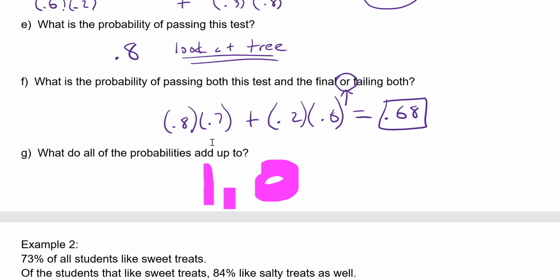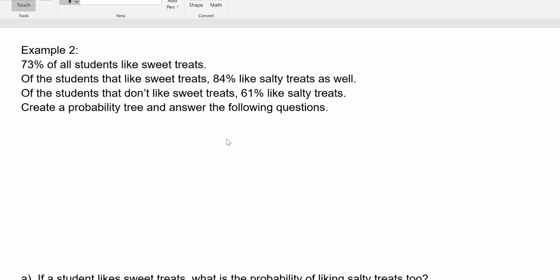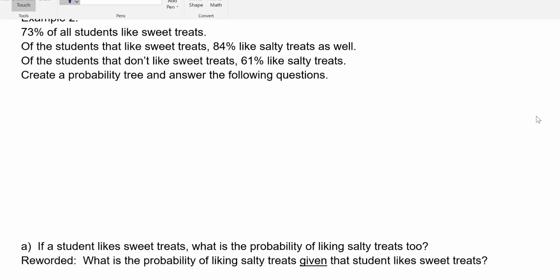Okay? Cool. All right, so the last part here, it's a little long, but spending a little bit of time on this, so it's okay. Okay, so last thing here is you have to make your own tree. Okay, so let's do that. Example 2. Okay, 73% of all students like sweet treats. Of the students that like sweet treats, 84% like salty treats as well. Of the students that don't like sweet treats, 61% like salty treats. Create a probability tree and answer the following questions.